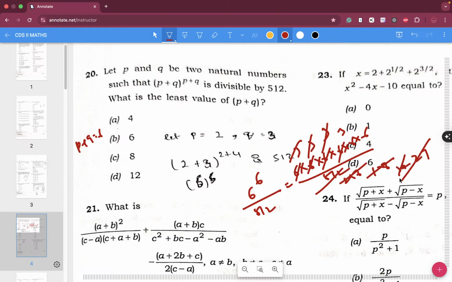So, 6 raised to the power 6, if it is divided by 512, it is divisible by... okay, the least value of P plus Q. The least value of P plus Q is how much? 6.